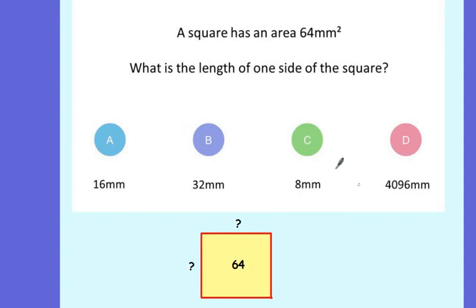How about now? The area of the square is 64. What's the length of one side of the square? Great, we're looking for C, because 8 times 8 will give me 64.